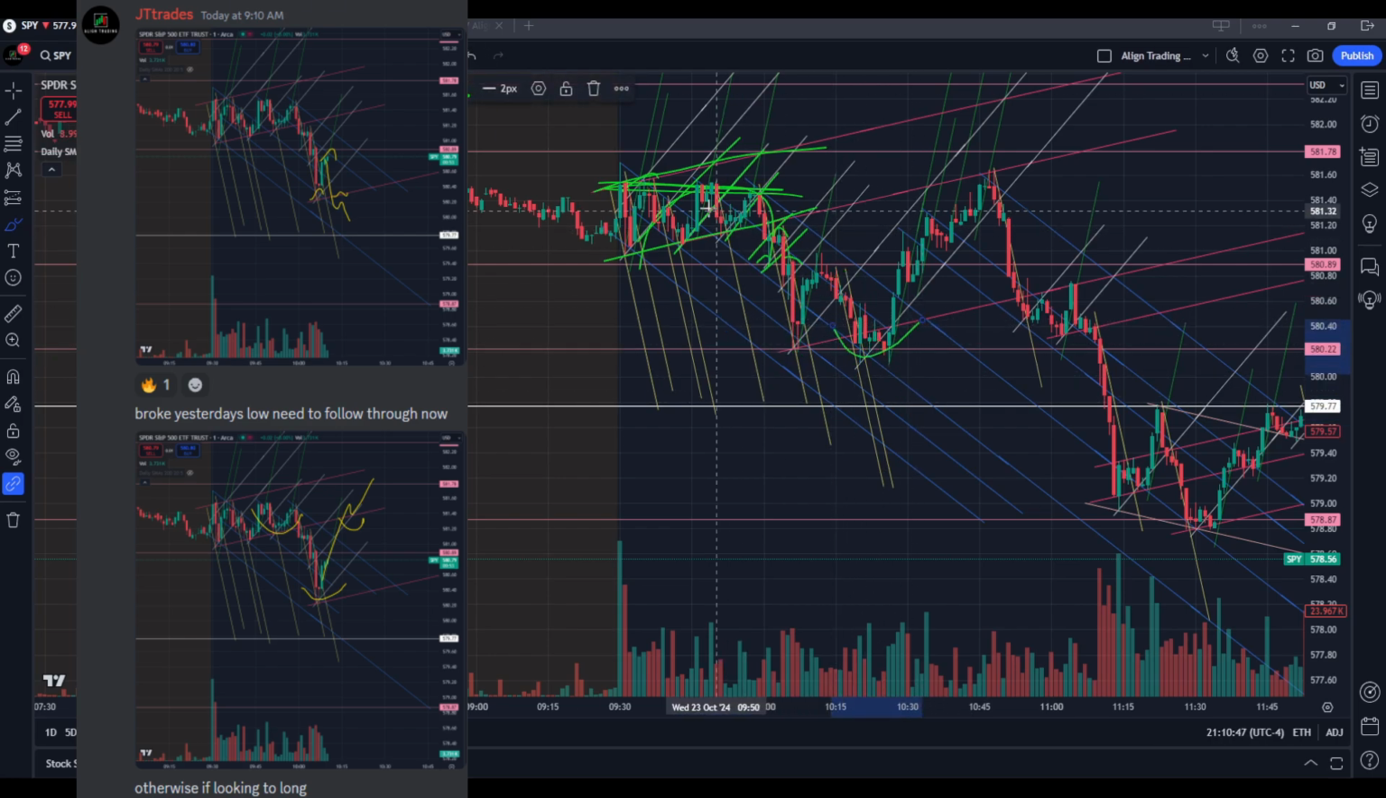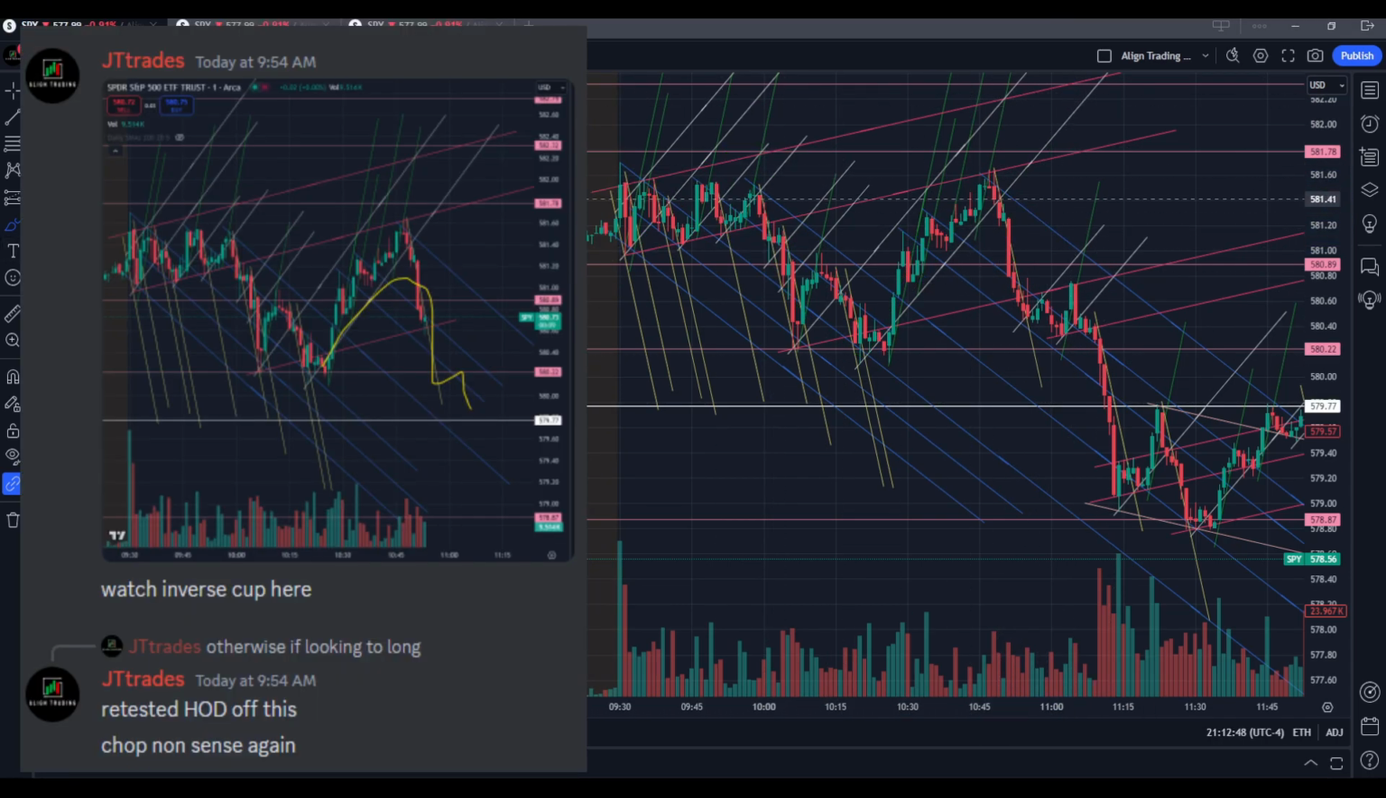Now, if we want to head back up, be paying attention for that inverse head and shoulder, as well as the cup back to that high of day, which we close, but you can see we cannot form that handle and continue moving higher. So at this point right here, I explained you have to be paying attention to this inverse cup now as we rejected this high of day again. And I was explaining, right, this is just chop.